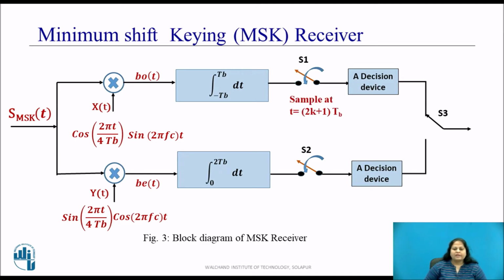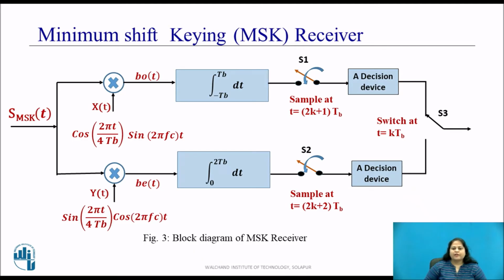For the upper correlator, the sampling switch samples the output of the integrator at t equal to 2k plus 1 TB, whereas for the lower correlator, the sampling switch samples the output of the integrator at t equal to 2k plus 2 TB. The decision device decides whether both BO of t and BE of t is plus 1 or minus 1. The outputs of the two decision devices are staggered by TB.